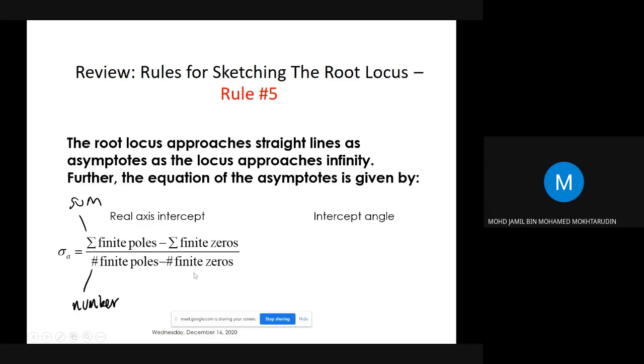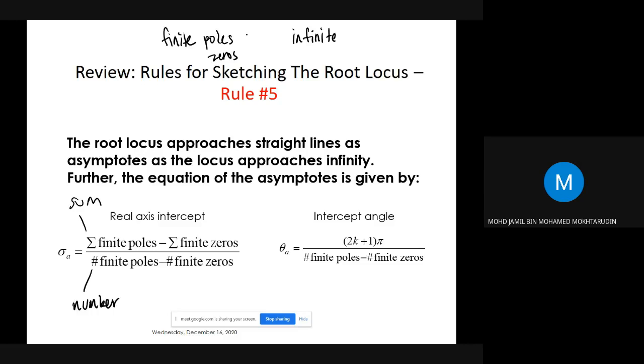And then the intercept angle, the angle of the root locus, is (2k plus 1) times pi divided by the number of poles minus the number of zeros. Okay, so here we have the words finite and infinite poles and zeros. So finite poles or zeros are the values of poles and zeros that you can directly determine from your transfer function.